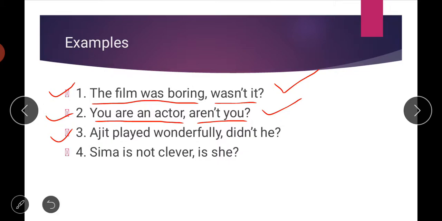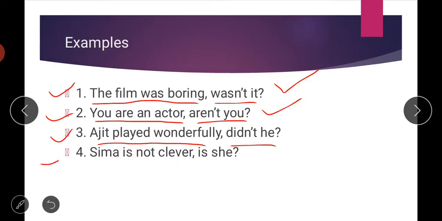We are talking about a person, Ajit, who has played well or wonderfully. For example, I am asking a person sitting nearby me for his or her opinion about Ajit. So we can simply add the tag, didn't he. Here a negative tag is again used with the positive statement that Ajit played wonderfully.